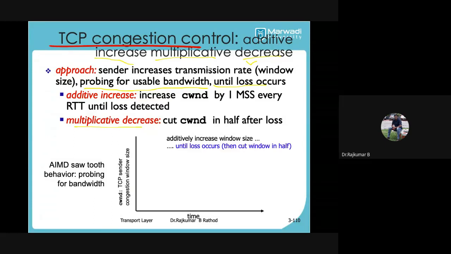Yeah, increasing and CWND. I'll tell you. That is the congestion window size. CWND stands for, C stands for congestion, WND stands for window size. Okay. So what is the window size at the sender side? Maximum 10 Mbps. Correct? Maximum 10 Mbps.